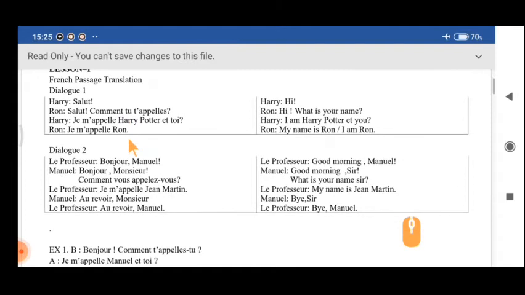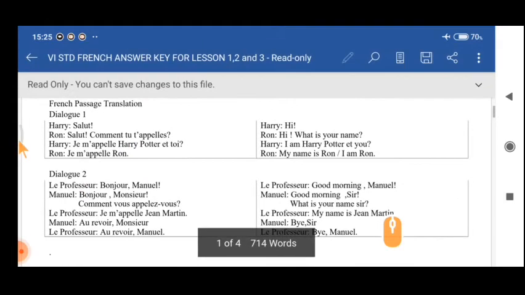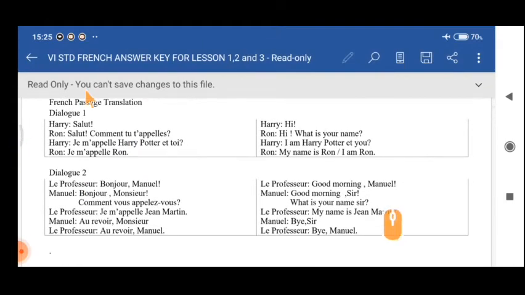So lesson 1, for example, see, here it is in French. The first dialogue is in French. I have given the same dialogue in English here. So you can learn from this answer key itself. Okay. So this answer key, I think you will receive while you receive your answer sheets for quarterly. You will receive this either by WhatsApp or some other way.